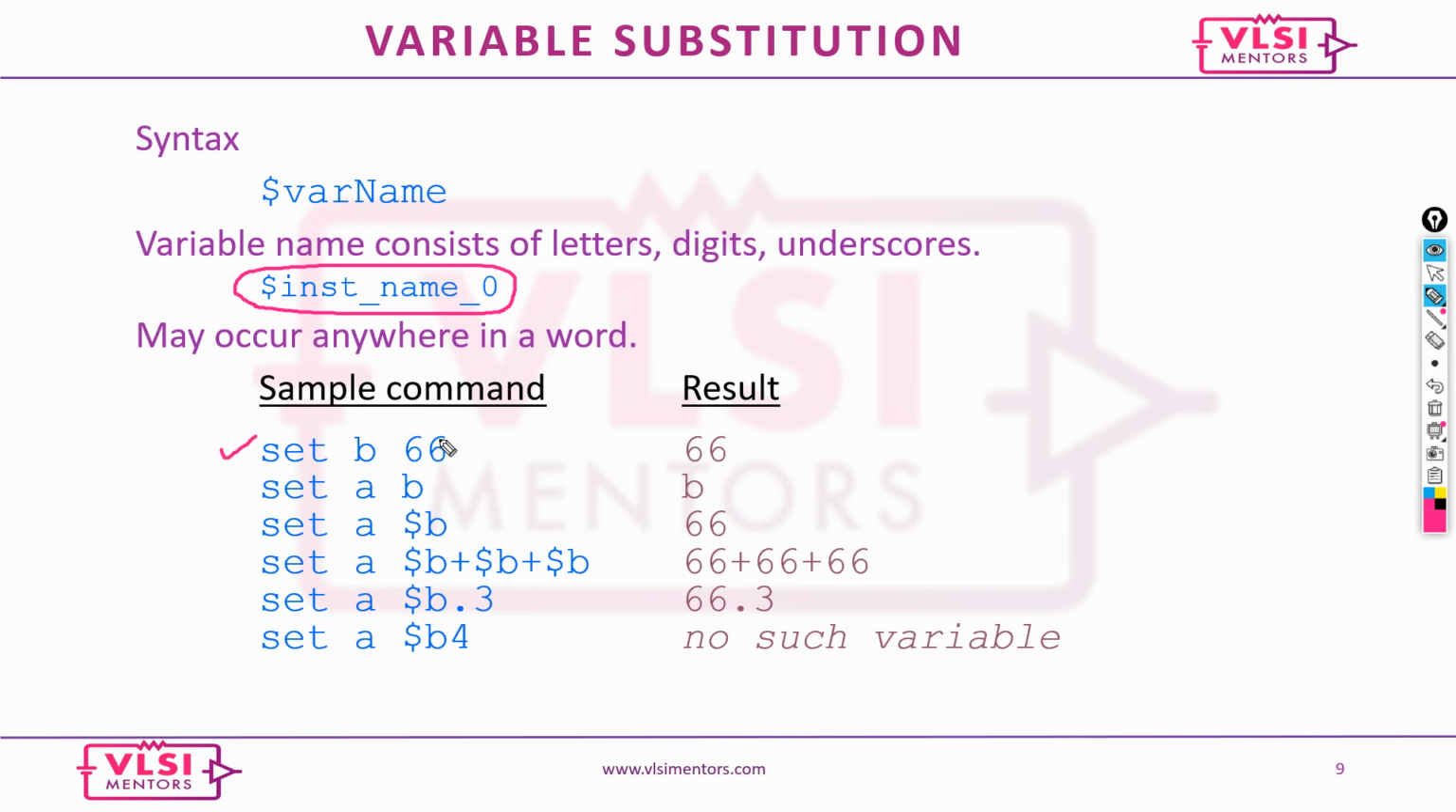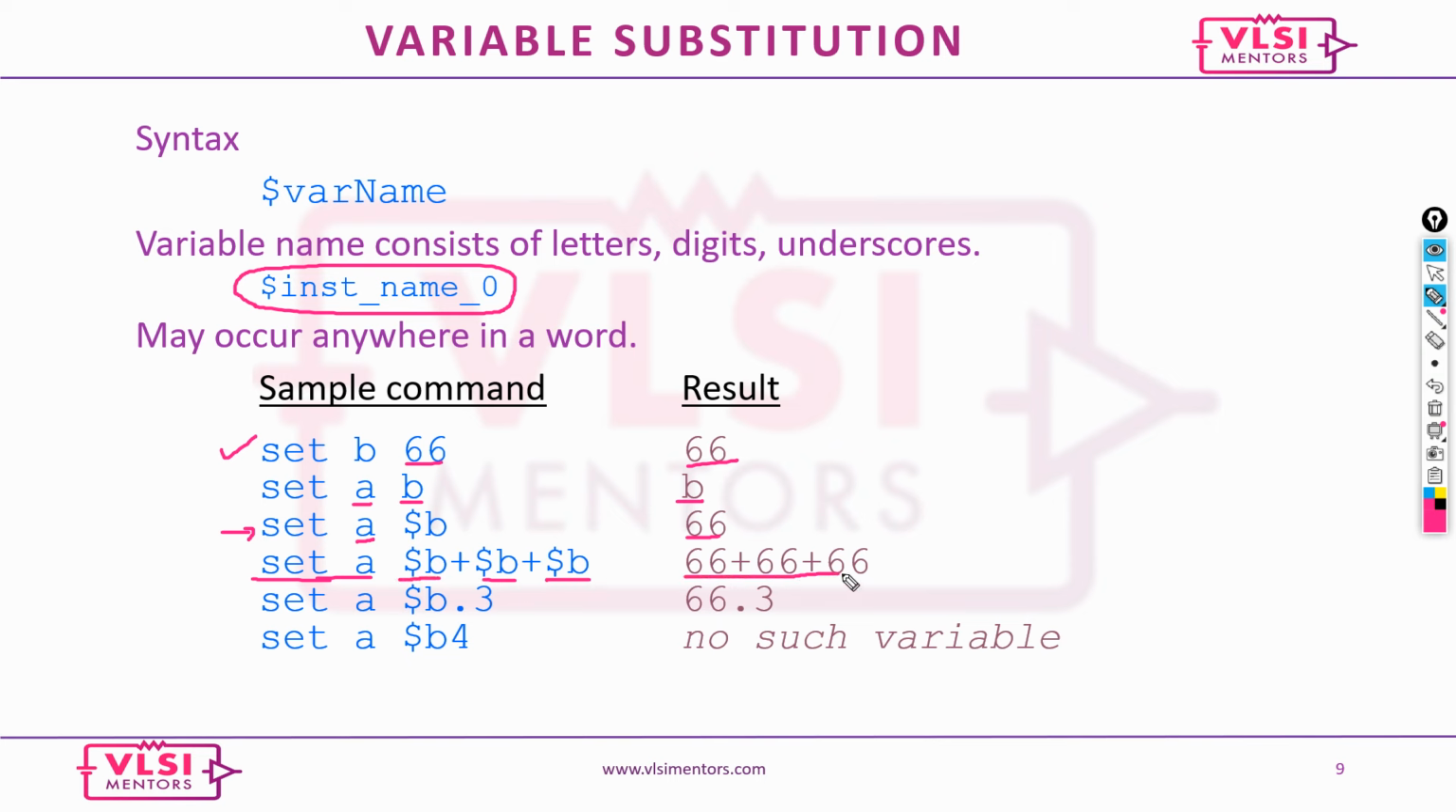This we just discussed. So set B is going to return 66, that is a number. And set A, and then B, it's just going to assign B, not the value of B, because you have not added the dollar here. When you add dollar, then only it is called substitution. So in this case, it is going to be A, and then dollar B, it is going to be 66. And then you have dollar b plus dollar b plus dollar b.